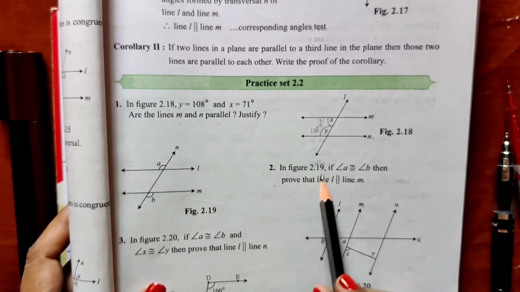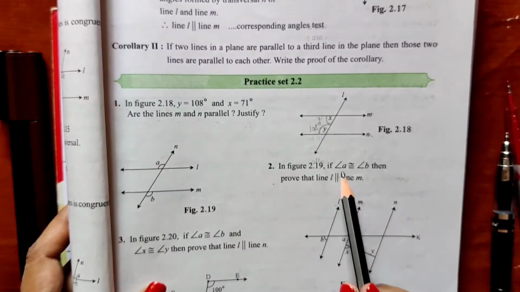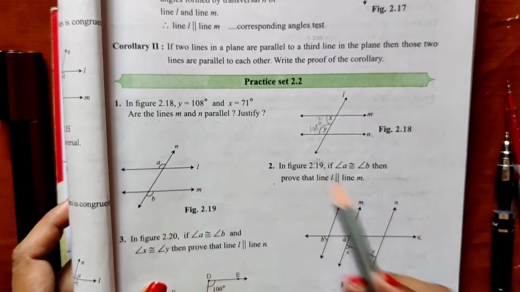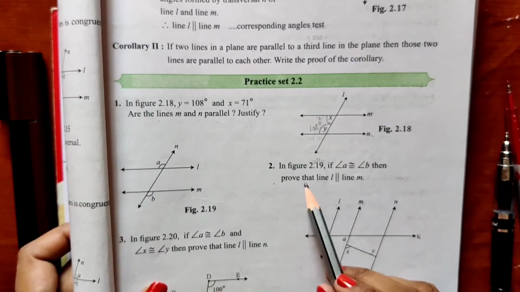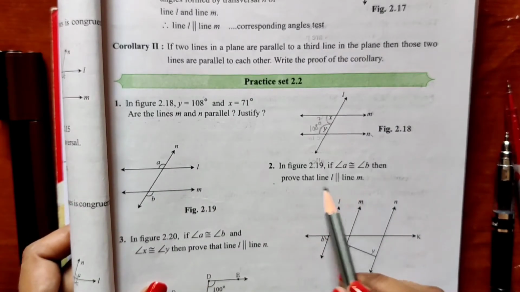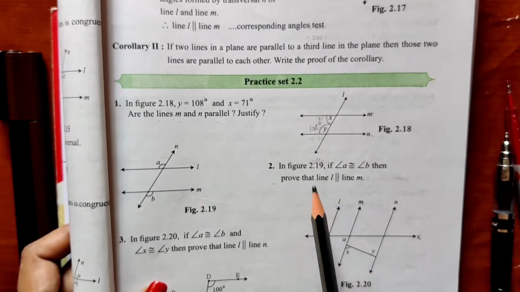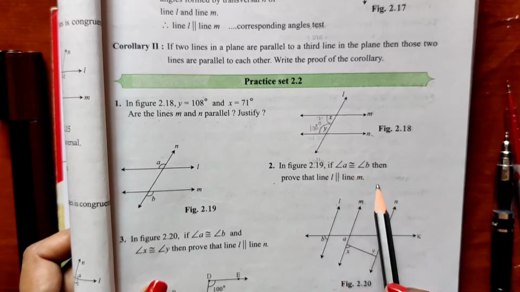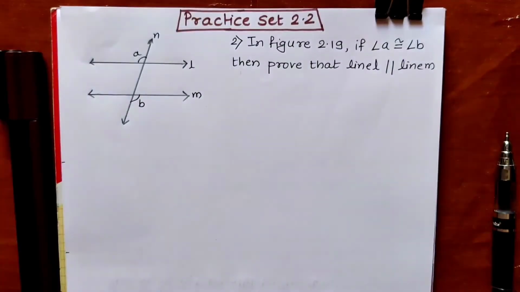In the figure 2.9, in this figure, angle A is congruent with angle B. We are given that these two angles, angle A and angle B, are congruent with each other. Then prove that line L is parallel to line M. Whenever a question says to prove, always write what is given, what is to prove, and then write the proof.